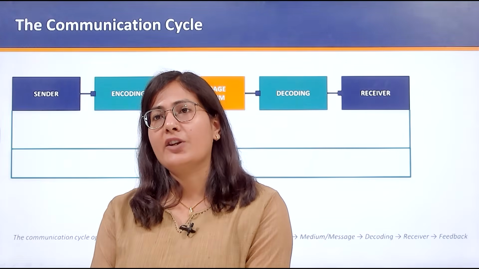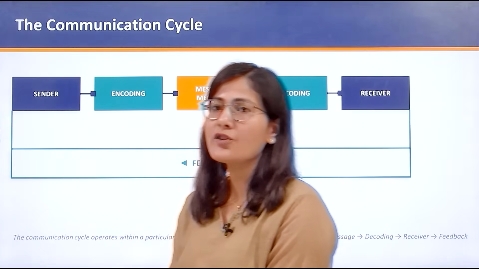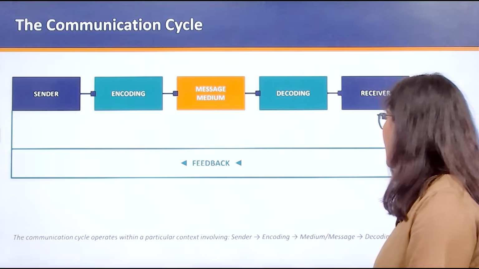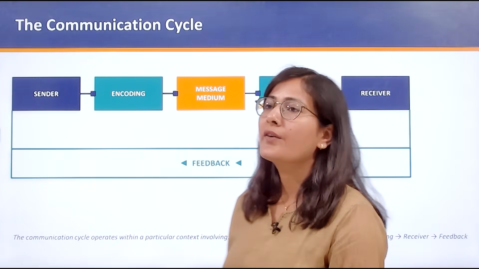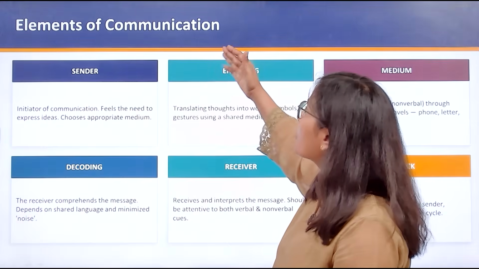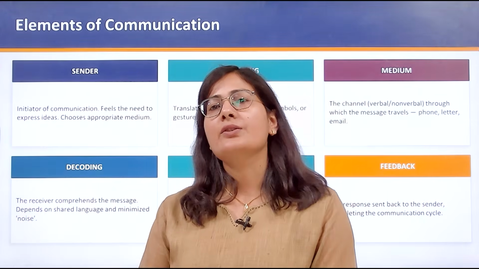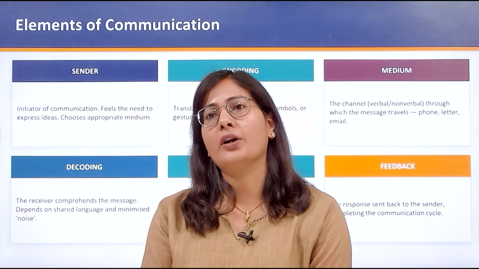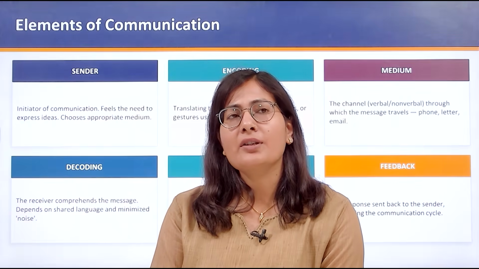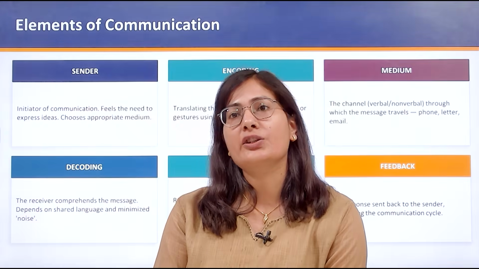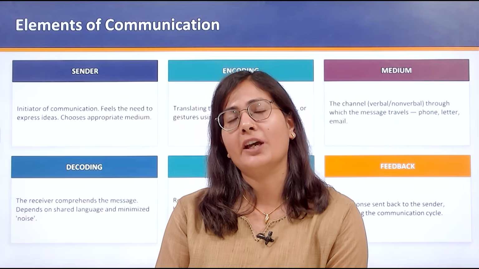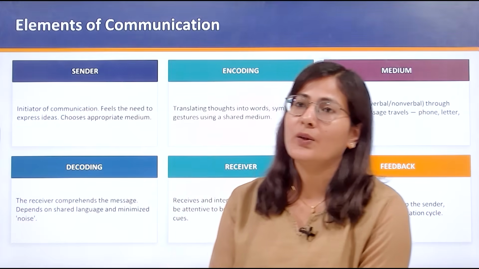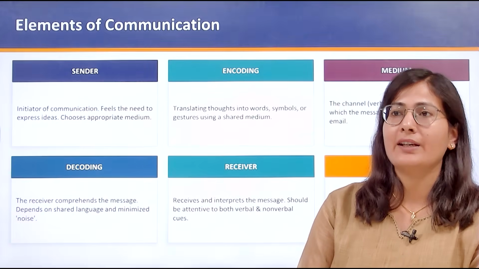This is the communication cycle. Here you can see that the communication cycle operates within a particular context involving sender, encoding, medium, message, decoding, receiver, and feedback. These are also the elements of communication. The sender is considered the initiator of communication, because it is only the sender who feels the need to express ideas or information. This person, the sender, also chooses an appropriate medium to convey the ideas or information to the receiver.